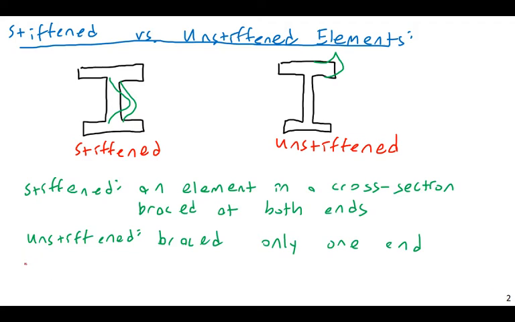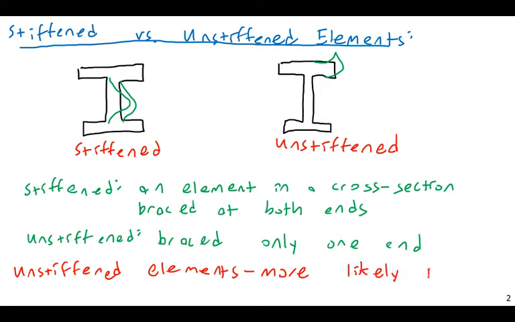Also, another key thing to keep in mind is that unstiffened elements by their nature are more likely to have local buckling, again, because they're braced only at one end. More likely to have local buckling.